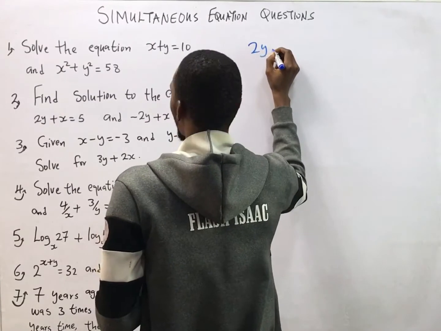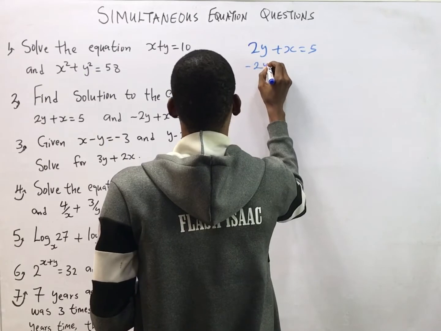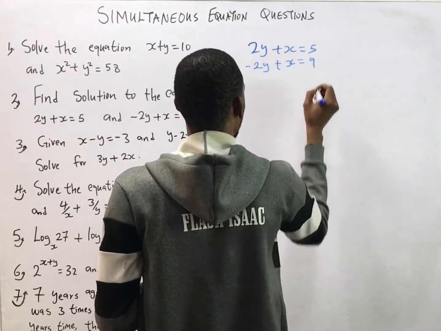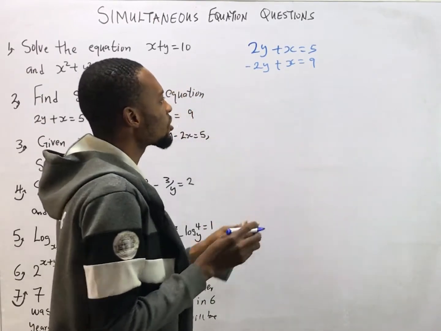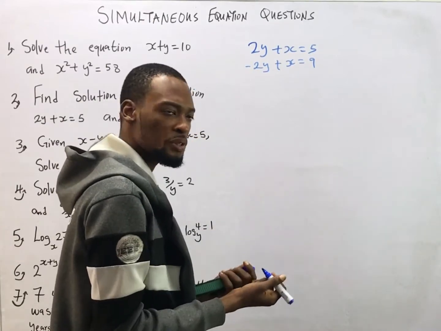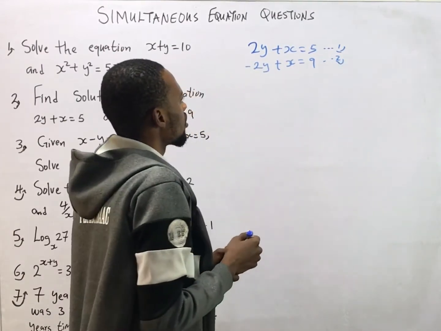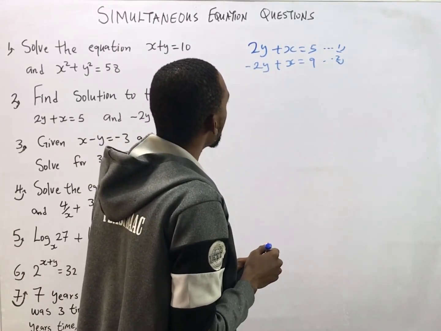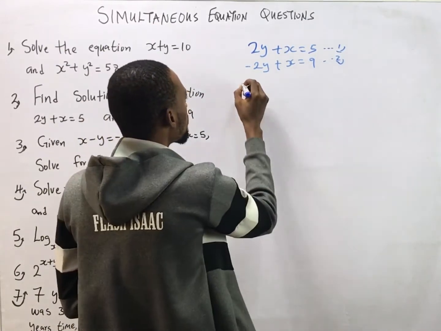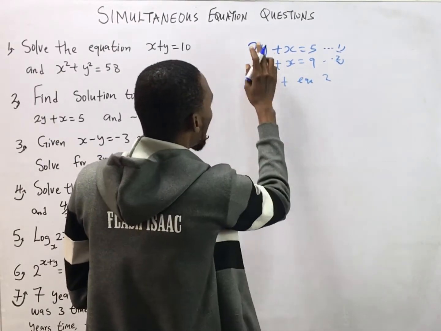We have 2y plus s is equal to 5, and minus 2y plus s is equal to 9. Looking at these equations, I want to solve them using the elimination method. So this is equation 1, this is equation 2. I want to add both equations, so equation 1 plus equation 2.